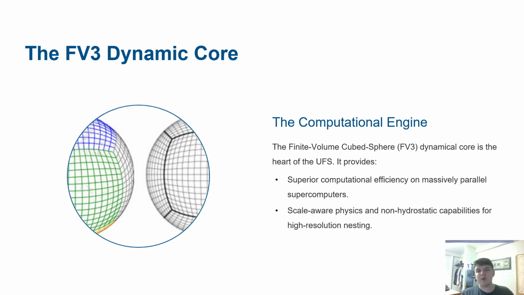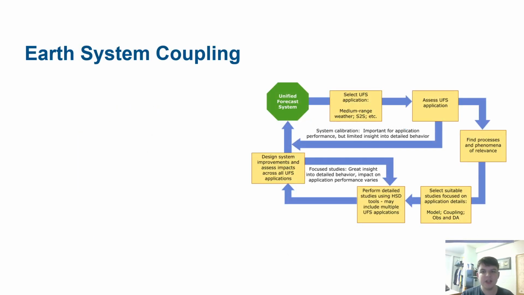It also has scale-aware physics. That means that it knows whether it's running at a scale of 1 kilometer, 3 kilometers, 12 kilometers, and can adjust accordingly. And it is the basis of both the GFS and the RRFS as a result of these things, so we're going to have to get used to both the strengths and the weaknesses that the FV3 dynamical core has. So let's elaborate.